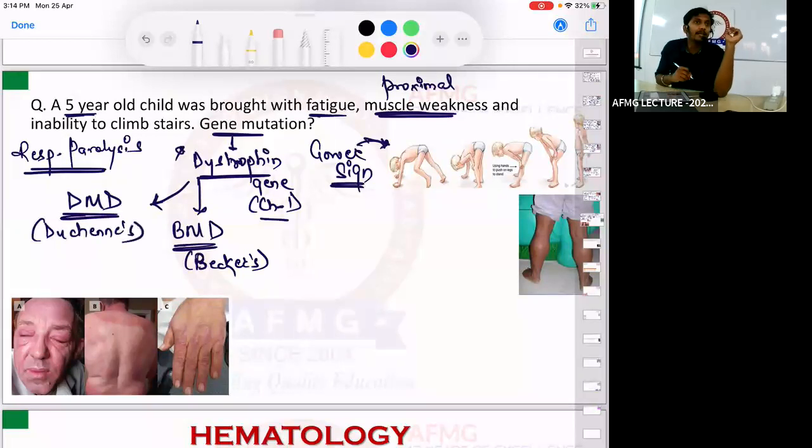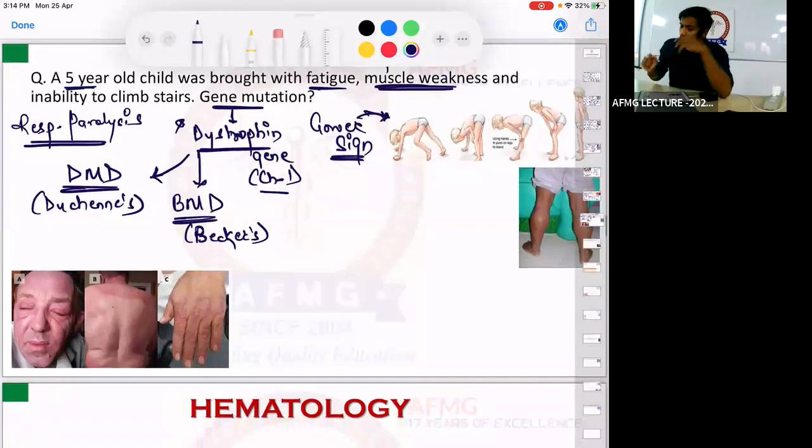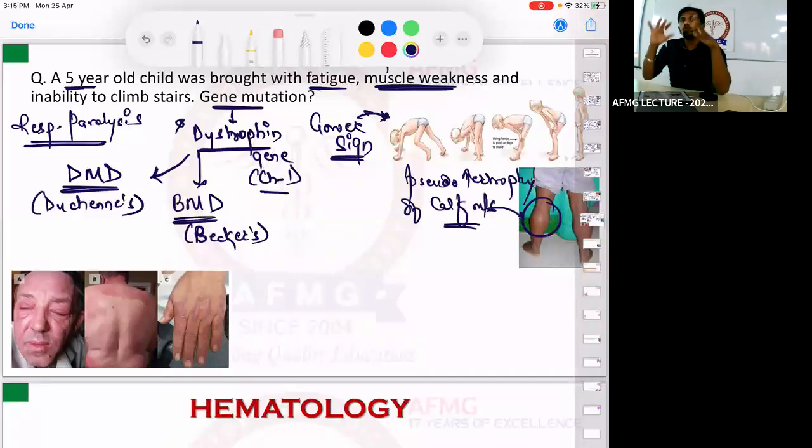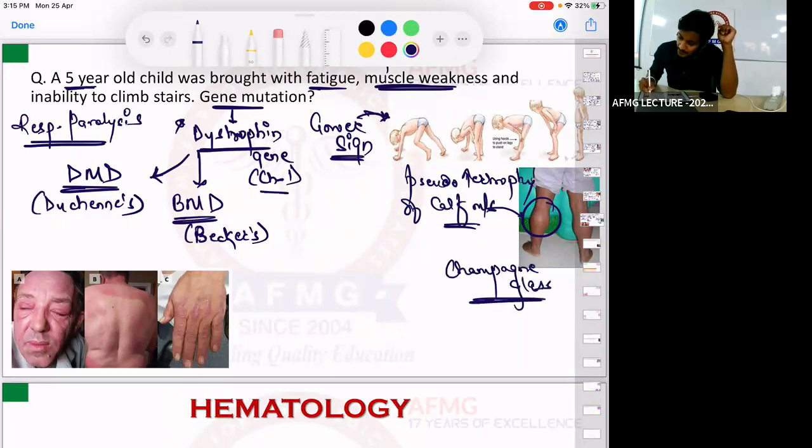No issues with this, anybody? Remember, in Duchenne's muscular dystrophy, on examining the patient, you can see hypertrophy of the calf muscle. This is called pseudohypertrophy of calf muscle. Pseudohypertrophy of calf muscles also gives an appearance of champagne glass legs.